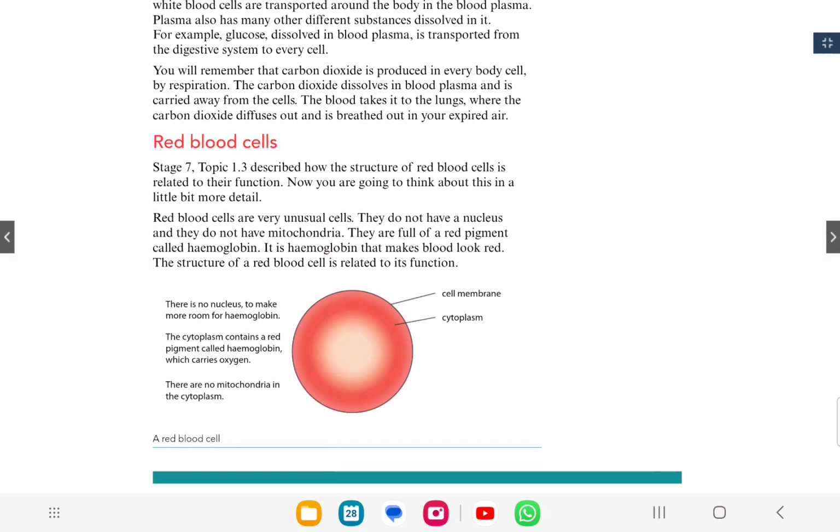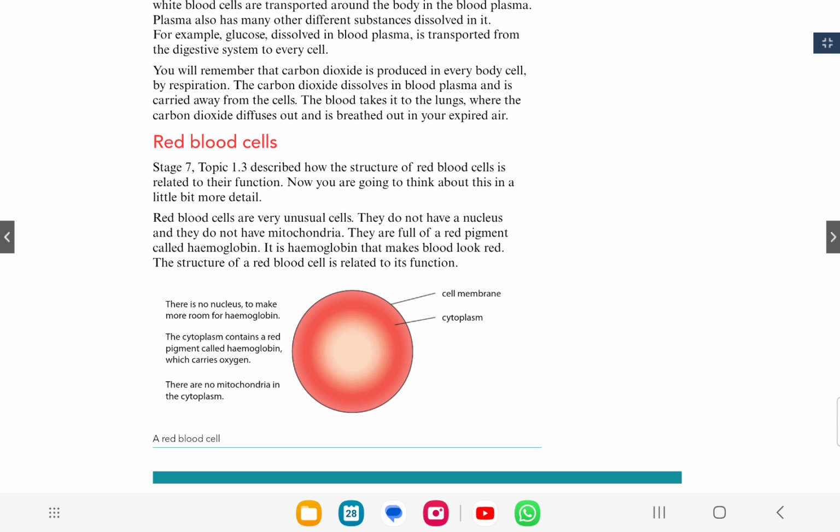Red blood cells. Stage 7, topic 1.3 described how the structure of red blood cells is related to their function. Now you're going to think about this in a little bit more detail. Red blood cells are very unusual cells. They do not have a nucleus and they do not have mitochondria. They are full of a red pigment called hemoglobin. It is hemoglobin that makes blood look red.